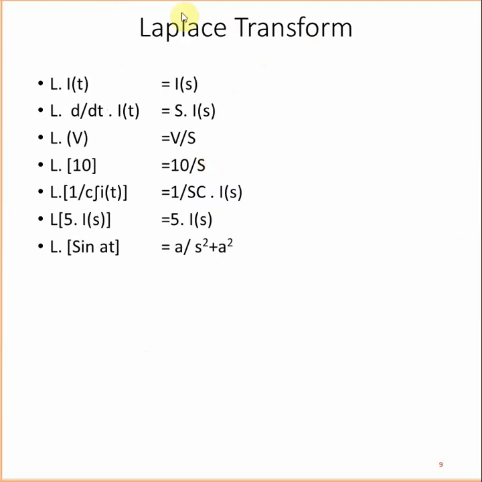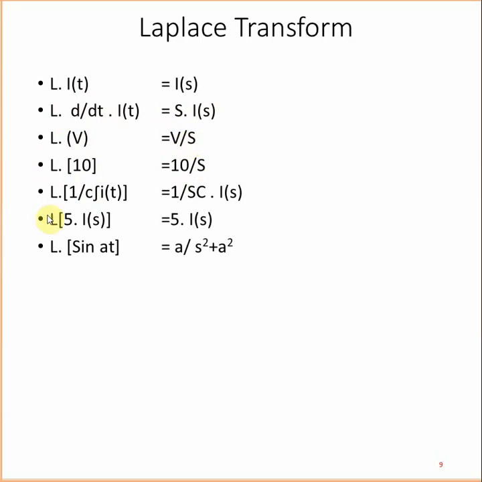Coming to the first one, Laplace transform. L of I of t is replaced by I of s. L of d by dt I of t means d by dt is replaced by s into I of s. This is the Laplace transform. Then L of v is replaced by v by s. L of 10 means 10 divided by s. If it is a constant, it is constant divided by s.